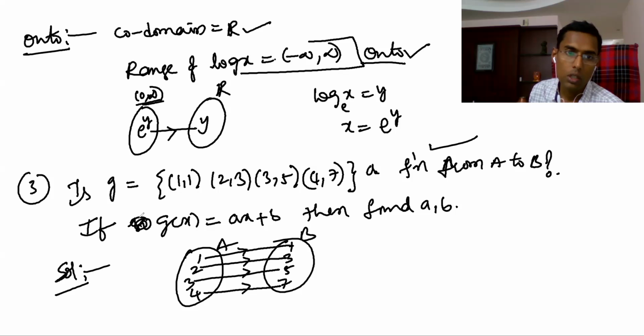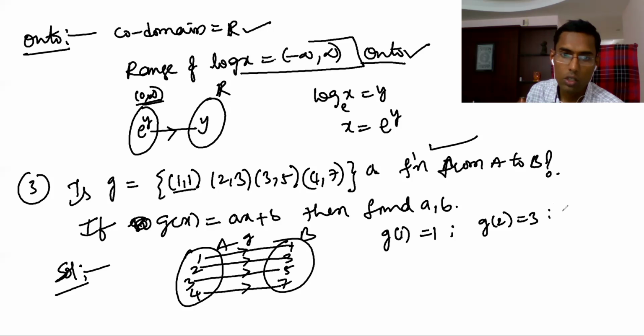Yes, it's a function. So g(x) = ax plus b. Then find a and b. So what is g(x)? Image of 1 is 1, so g(1) is 1. Already I told you. Image of 2, g(2) is 3. Next, g(3) is 5. Next, g(4) is 7.